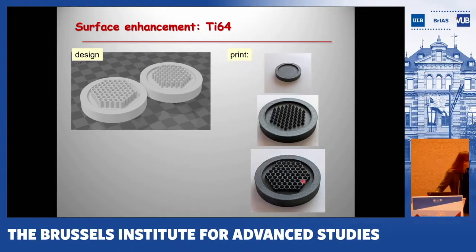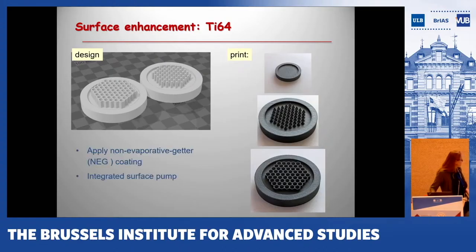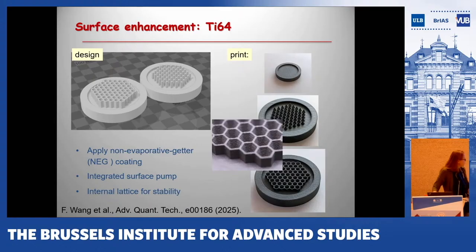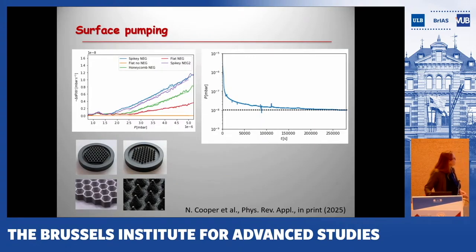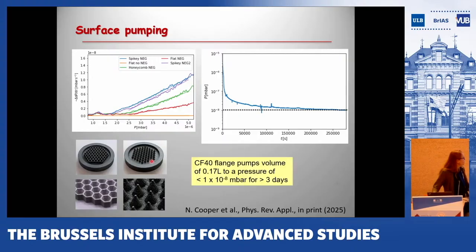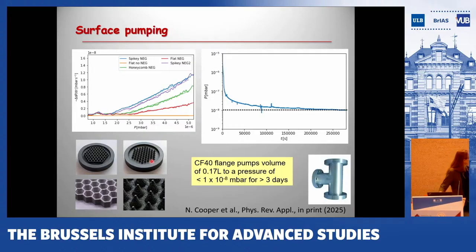So these are the printed flanges. And then we apply this coating, and this can be a pump at the inside of your chamber and can also create stability. This is a close-up of how it looks. So this allows us to improve the pumping efficiency of a surface. I think this was our best one that created a 3 to 4 times improvement in comparison to a flat surface. And that means a CF40T piece with a volume of 0.17 liters, we can pump to below 10⁻⁸ for 3 days without any additional pumping.